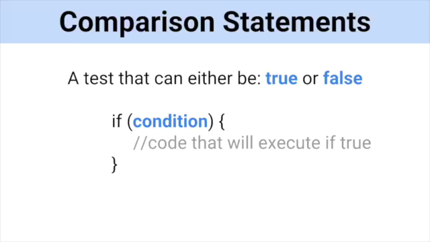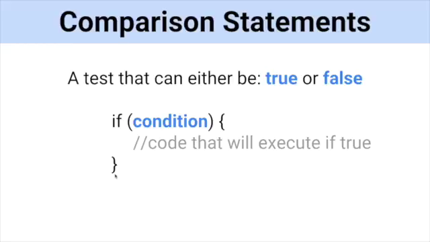So comparison statements are a test that can either be true or false. The format of it: you have the if statement, and then in parentheses you have the condition, and then you have to have the curly brace. Inside you have the code that will execute, and it is indented, and then you have the closing curly brace.